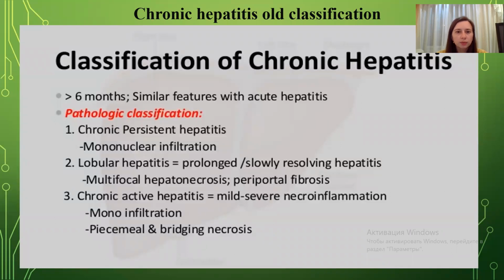Chronic hepatitis classification. More than 6 months, similar features with acute hepatitis. Pathological classification. First, chronic persistent hepatitis, mononuclear infiltration. Second, lobular hepatitis, equal prolonged, slowly resolving hepatitis. Multifocal hepatocyte necrosis, periportal fibrosis. And third, chronic active hepatitis, equal middle severe necroinflammation, mononuclear infiltration, piecemeal and bridging necrosis.